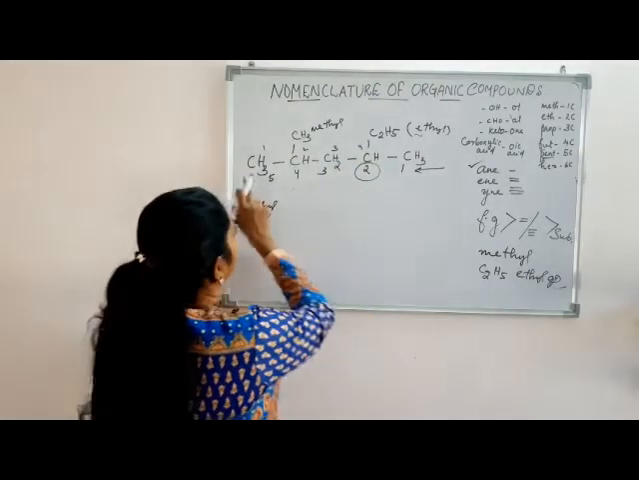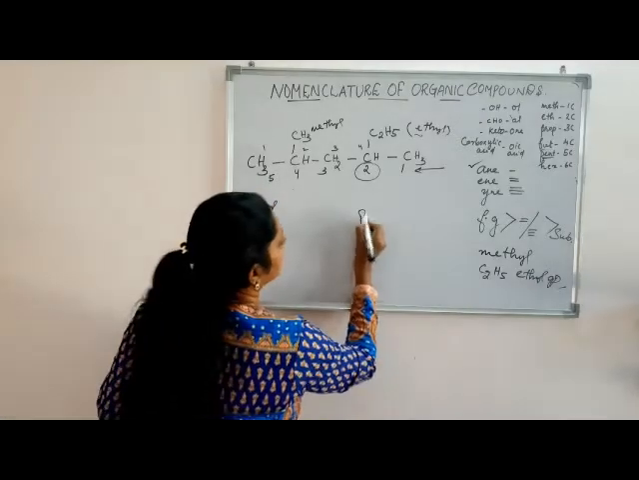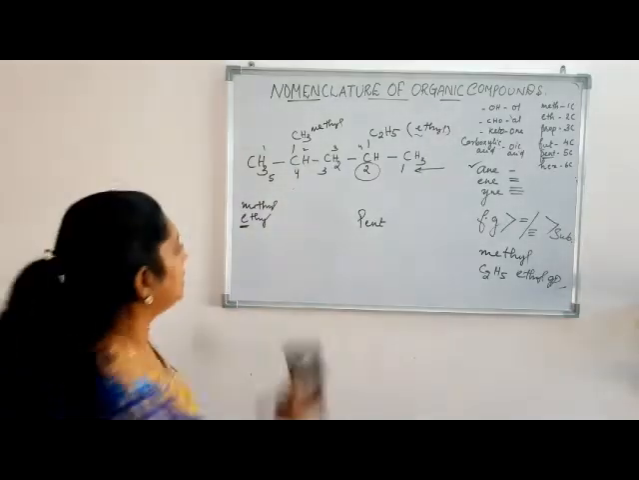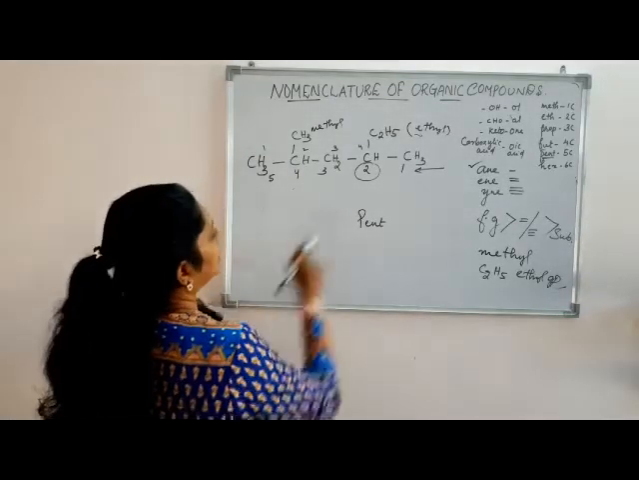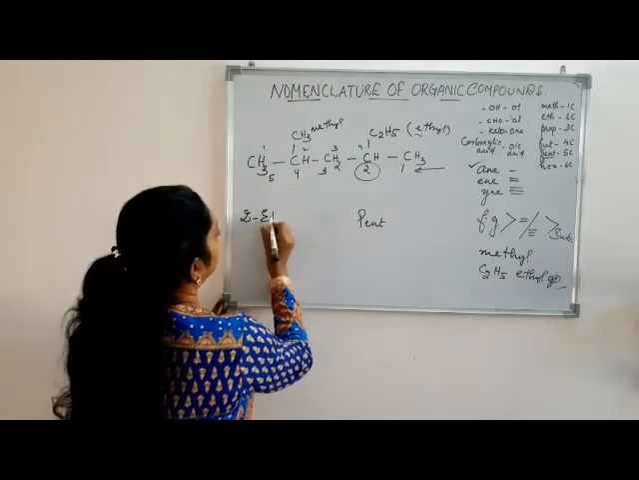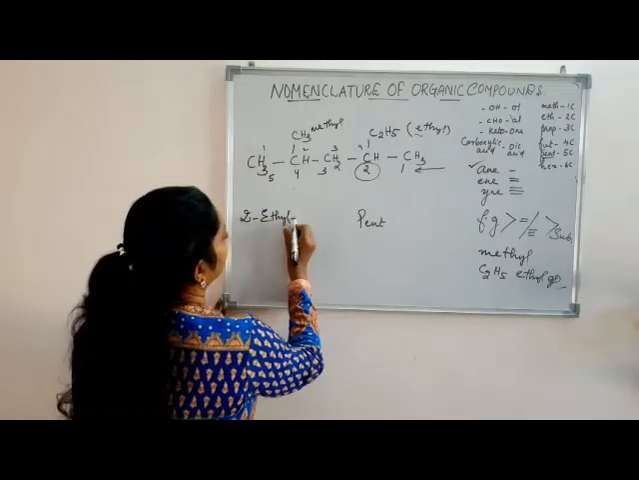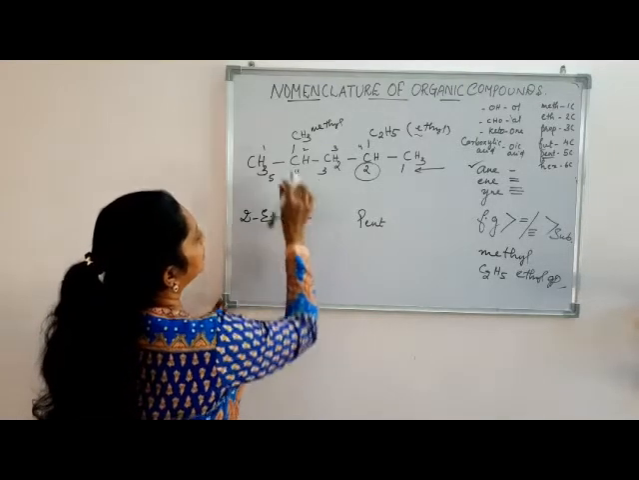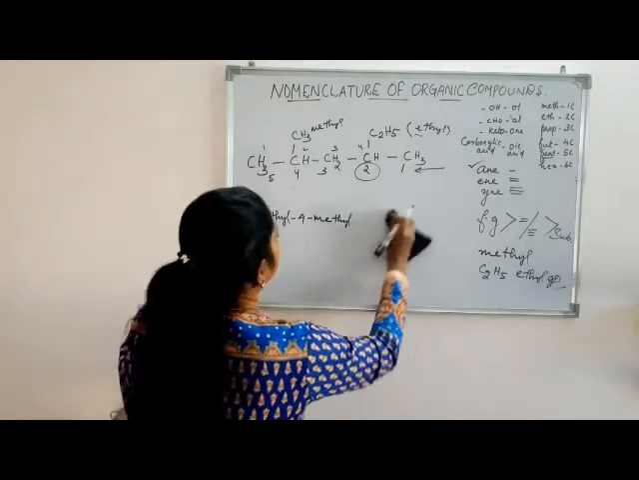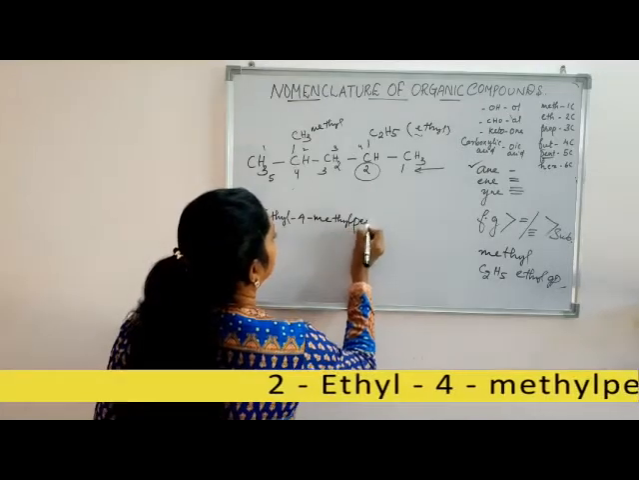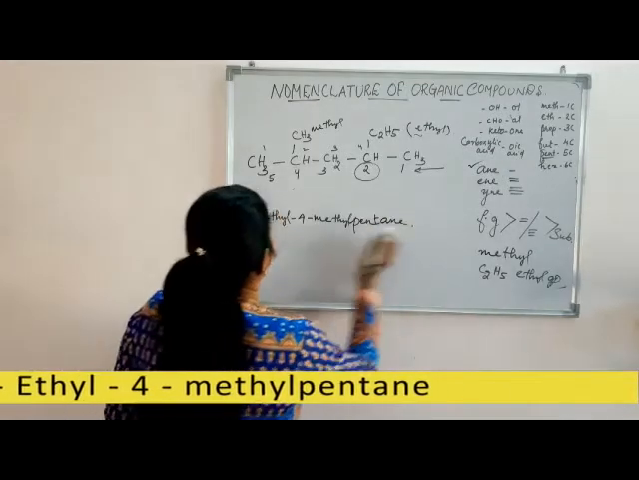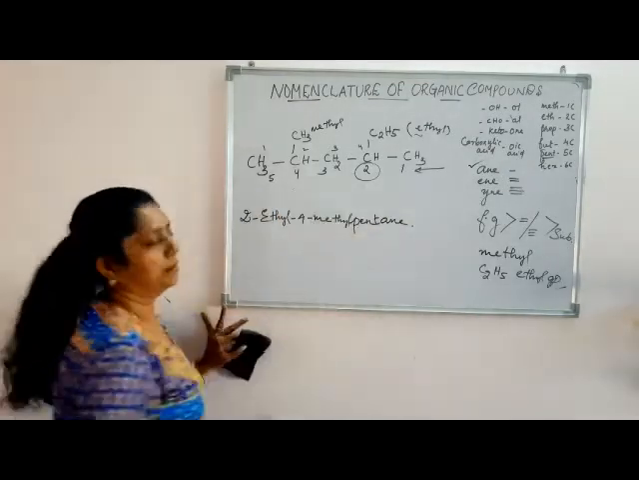So we can write first the word root for 5 carbon atoms, which is pent, and the 2 substituents present here. Following the alphabetic order, we get 2-ethyl, and then hyphen 4-methyl, and the word root is pent. All the bonds are single bonds, hence it is ane. 2-ethyl-4-methylpentane.